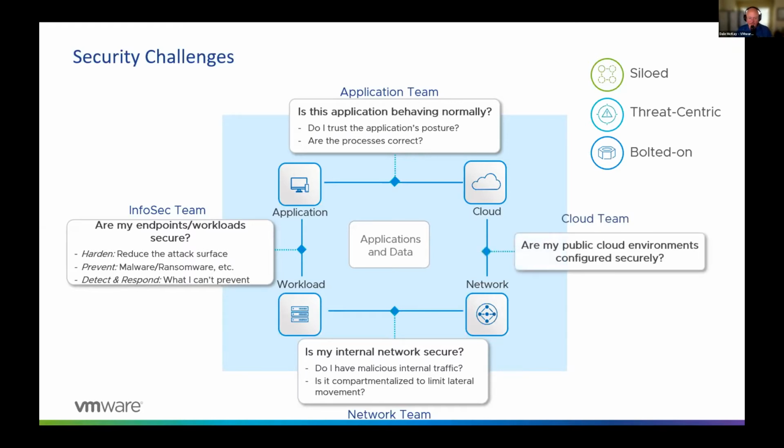And lastly, if I've moved applications or workloads to the cloud, now I have another team that's involved, and that's the cloud team. And it says, are my public cloud environments configured securely? We see almost on a weekly, if not daily basis, misconfigurations in the public cloud that lead to compromise and breaches. So we need a tool that understands that environment and can provide us that visibility to look inside the public cloud and see that we have indeed configured our environment securely.